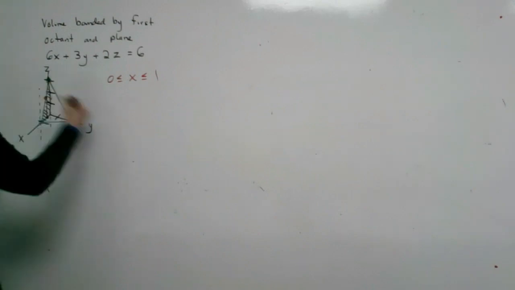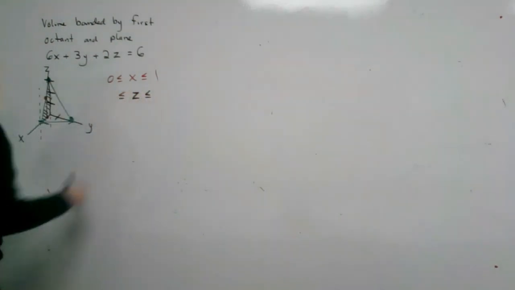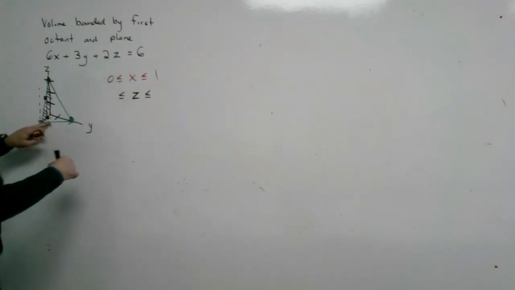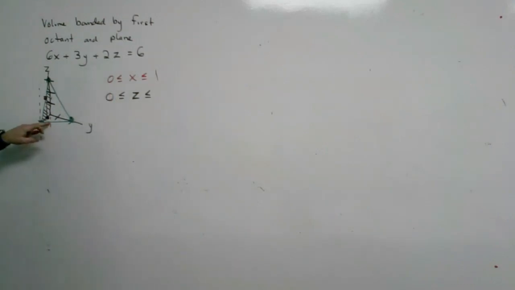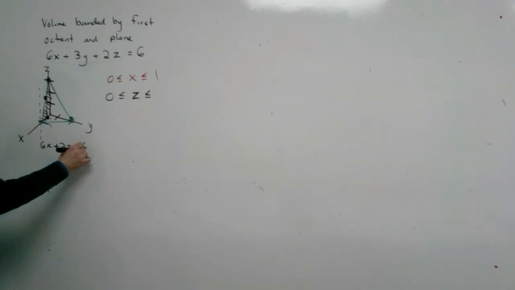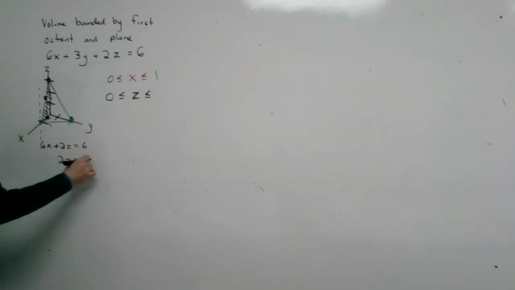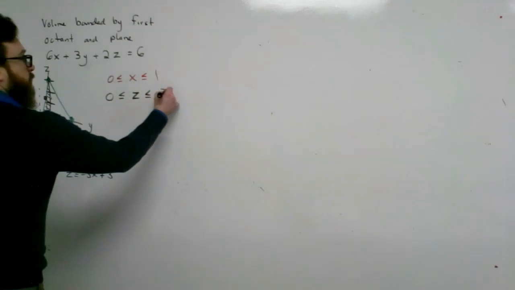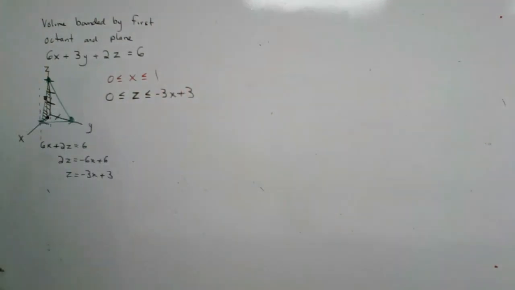Now your z values are going to be defined by the minimum dot and the maximum dot on here. So the minimum dot being 0 and the maximum dot. Remember that this is going to be this plane, except notice that y is equal to 0. So if I plug in y equal to 0, we're going to have 6x plus 2z equal to 6. So 2z is going to be minus 6x plus 6. So z is going to be equal to minus 3x plus 3.